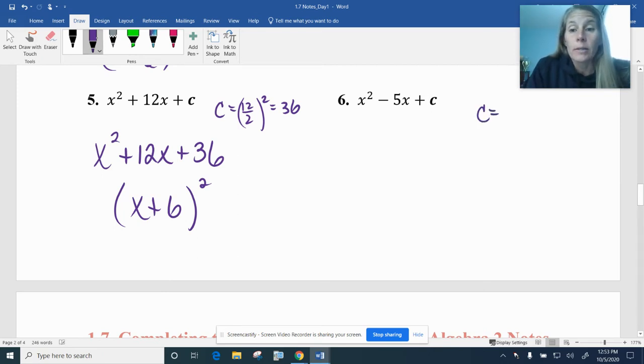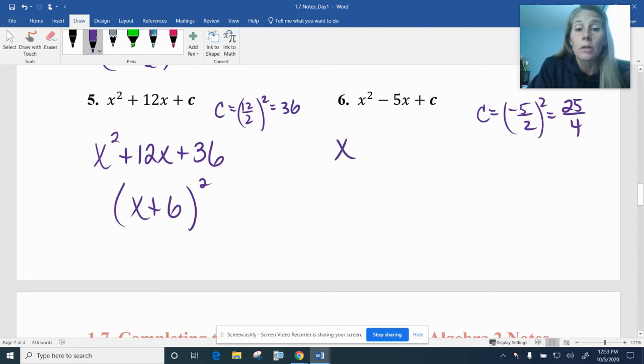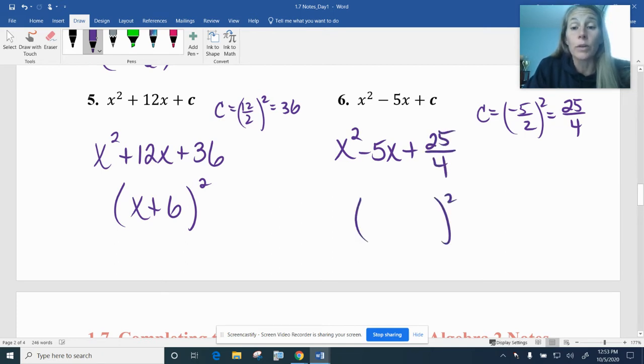For number 6, we have negative 5 divided by 2. We're going to square that, which will give me 25 over 4. So x squared minus 5x plus 25 over 4 is my perfect square trinomial. And then my square of a binomial will be x minus, since it's an odd number, it's just going to be that fraction over 2.